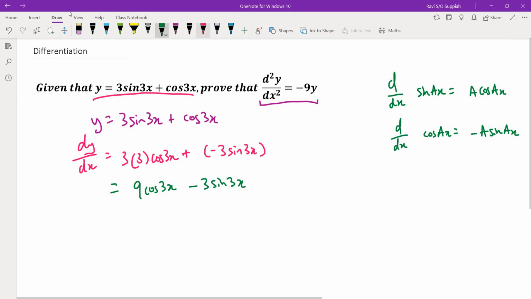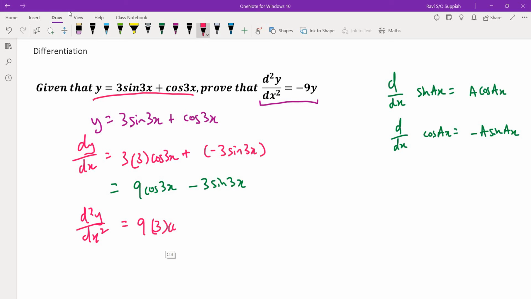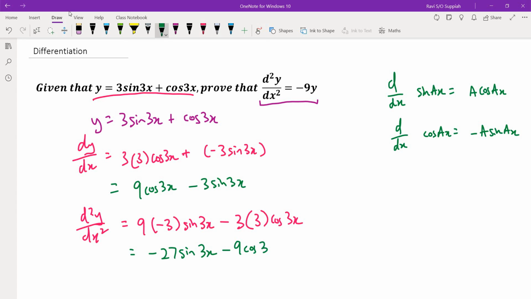Alright, now let's do the second derivative. So the second derivative, d2y dx2, will be differentiating the first derivative, and what I will get is 9, and the 3 comes in front, so cosine, differentiate cosine is minus sine, so it's minus. Okay, so maybe let me rewrite this here. So differentiate cosine is minus sine, so minus 3 sine 3x minus 3, and differentiate sine is cosine, so it will be 3 cosine 3x. Okay, so let me solve this. So I'll get minus 27 sine 3x minus 9 cos 3x.